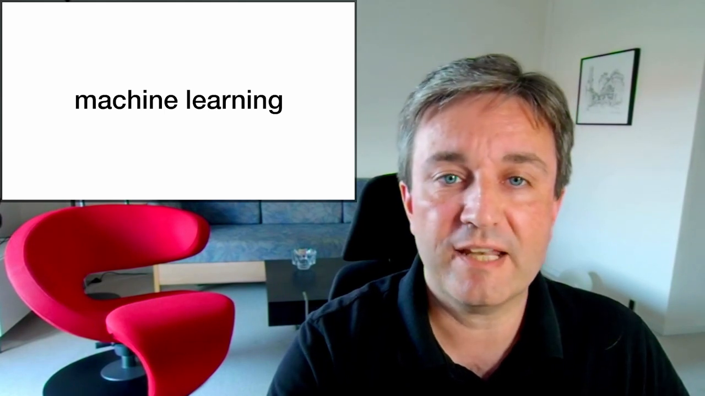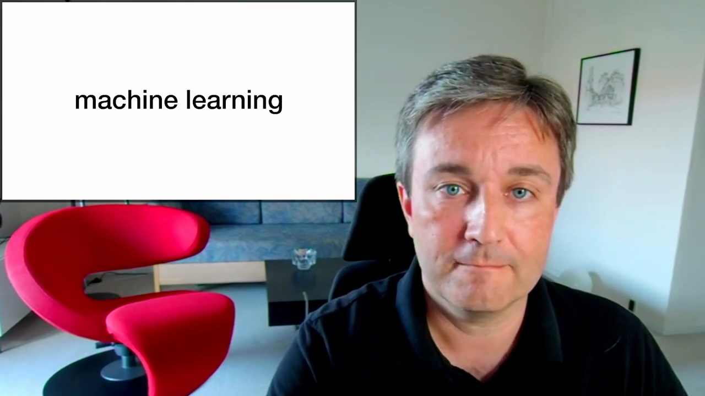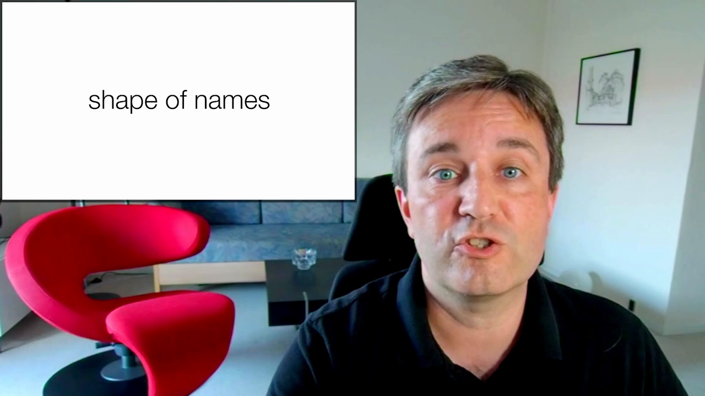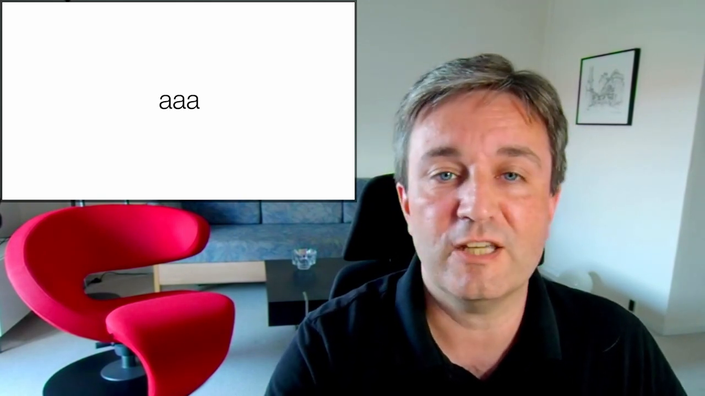If we want to get even better, we can complement this with machine learning. Machine learning can either look at the shape of the names, such as is it three uppercase letters followed by a digit, in which case it's likely a gene identifier. Is it three uppercase letters? That could be a gene name, but it could also be an acronym for something entirely different. Or is it three lowercase letters, in which case it's likely a common English name.